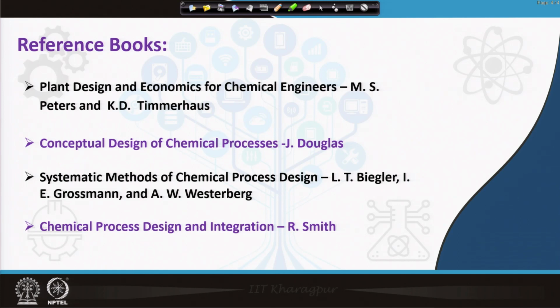These are some reference textbooks. Plant Design Economics for Chemical Engineers by M.S. Peters and K.D. Timmerhaus. Conceptual Design of Chemical Processes by J. Douglas. Systematic Methods of Chemical Process Design by Biegler, Grossmann and Westerberg. And finally, Chemical Process Design and Integration by Robin Smith.